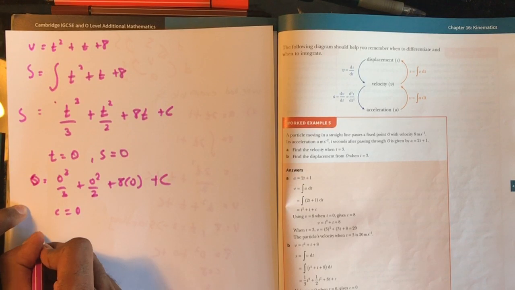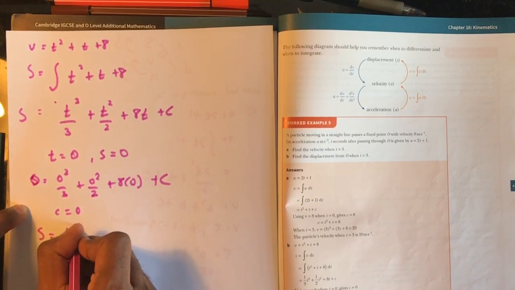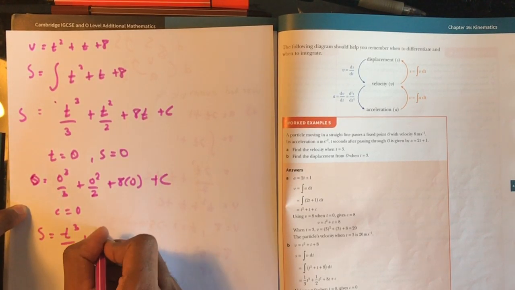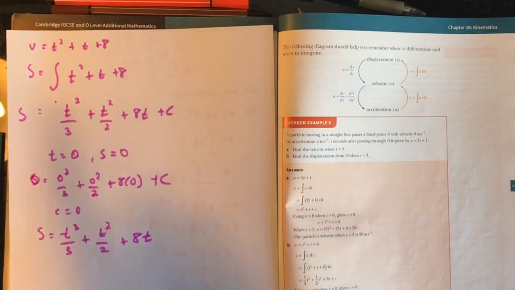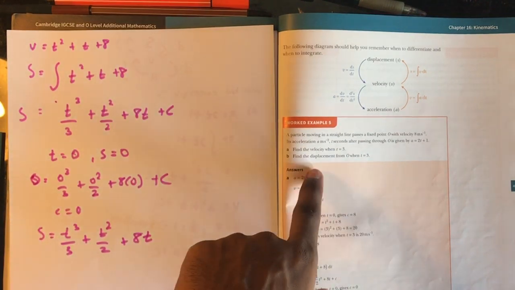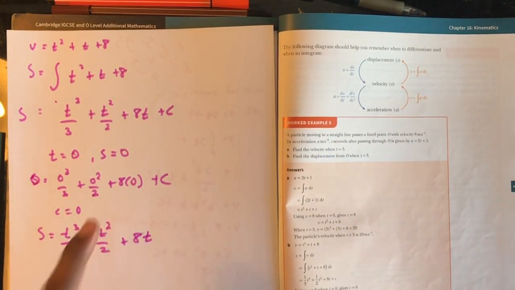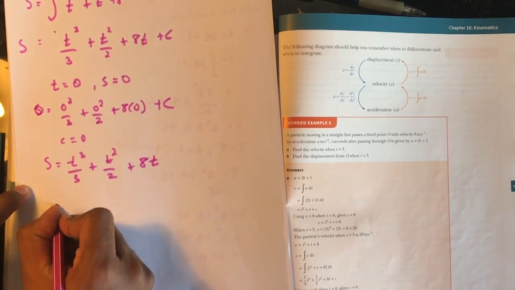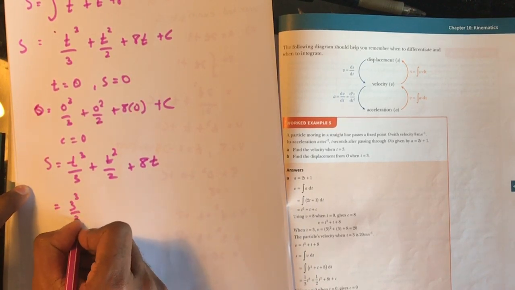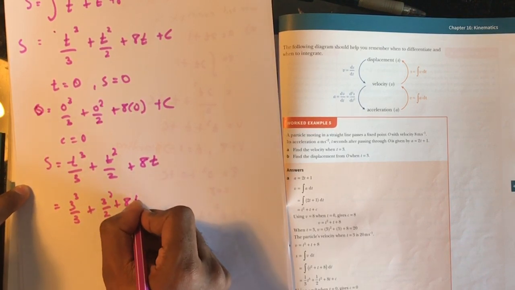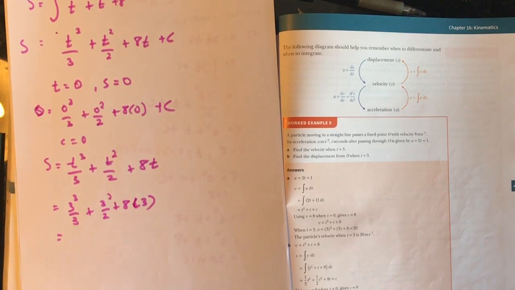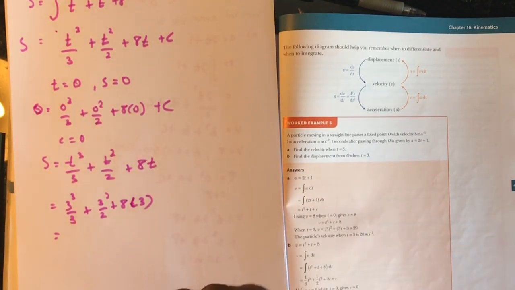Now we have our proper equation and we can proceed with substitution. I'm going to write it again one more time so that you know how I eliminated the c. My c has disappeared because c is 0. Now they say find the displacement when t equals 3. So I put 3 inside here: 3 cubed, which is 27, over 3, plus 3 square, which is 9, over 2, plus 8 times 3. All you have to do at this point is press your calculator. I don't know where my calculator is, but never mind, I'll just take the answer from the textbook.